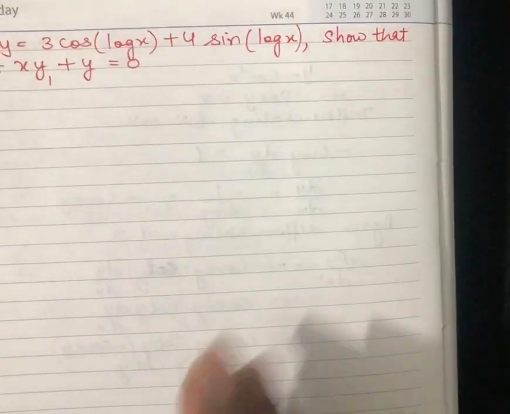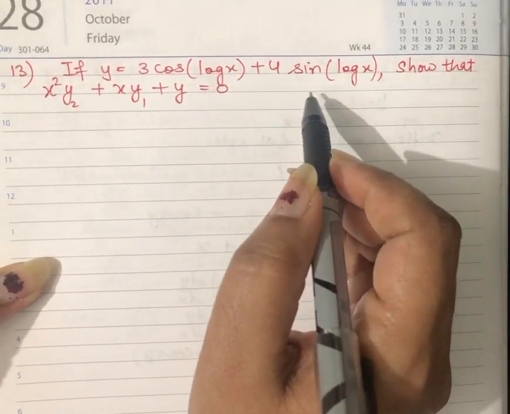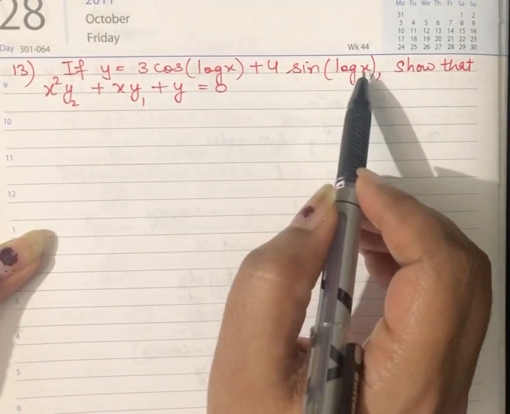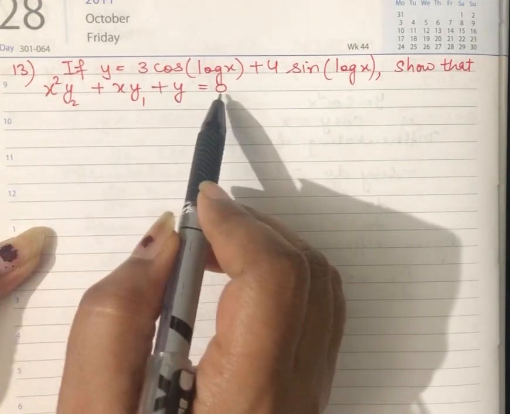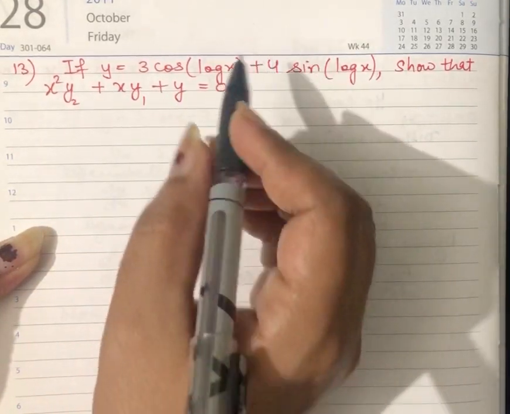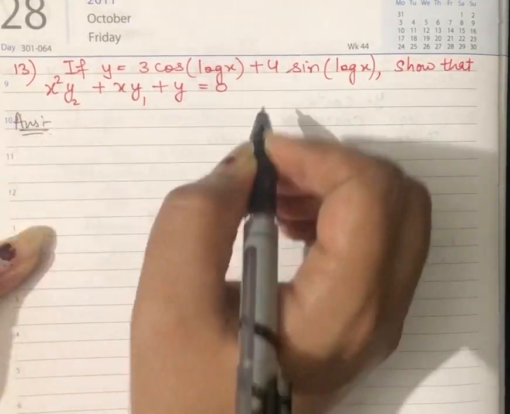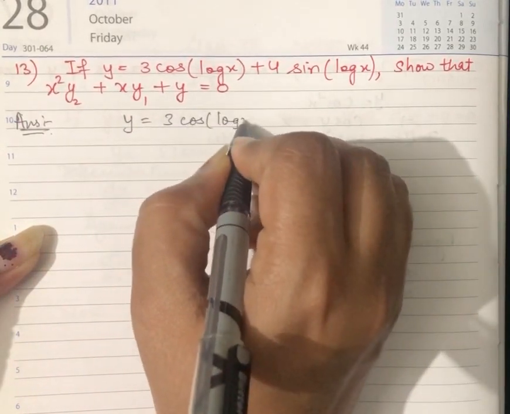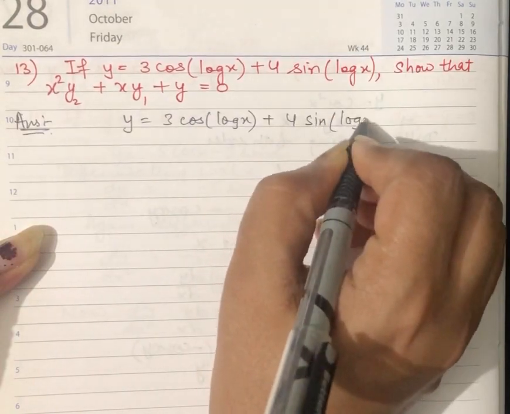Now the next question, question number 13. Here we are given if y is equal to 3 cos log of x plus 4 sin log x, show that x square y2 plus x y1 plus y is equal to 0. Now here y is 3 cos log x plus 4 sin log x.